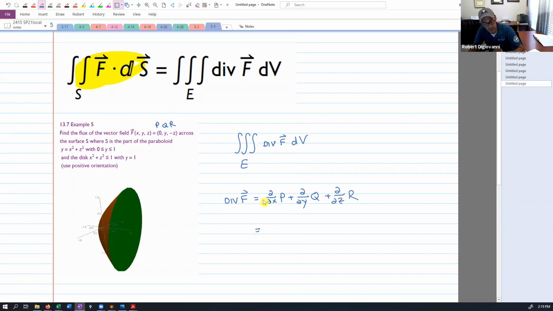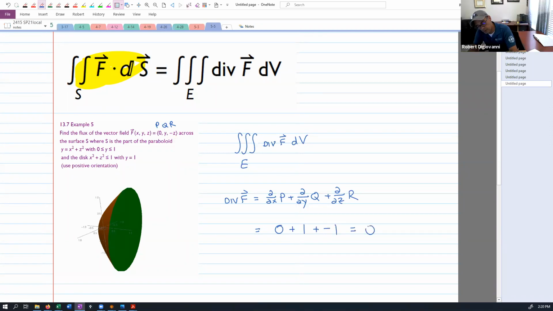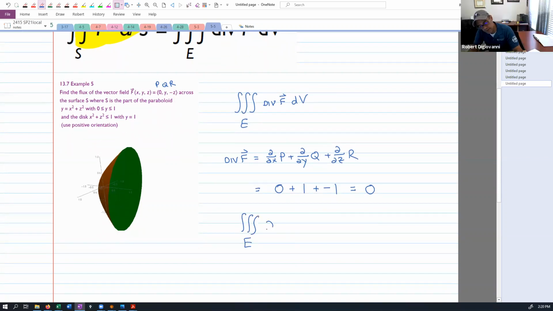And for us, that would be what? Partial of P, well, that's 0. Plus, what's the partial of Q with respect to Y? 1. Plus, what's the partial of R with respect to Z? So what do we get here? -1. And when we add all those up, what do we get? 0. So the triple integral over E of 0 dV, well, I don't need to know anything about E. That's 0. We're done.